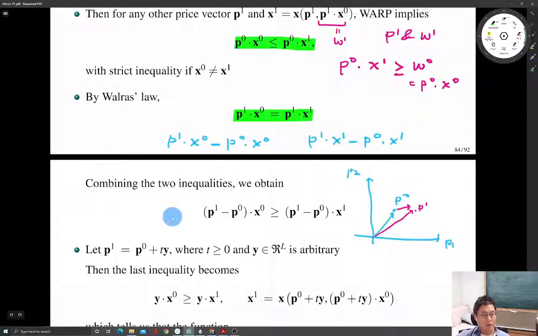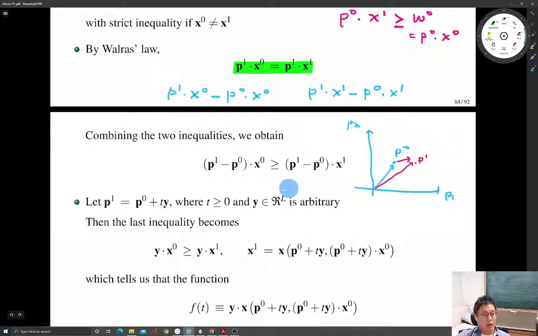Because we have a lot of freedom in the choice of P1, given P0 we can move this vector in any direction. So the directional vector y is an arbitrary vector, and t is also arbitrary. As long as t is larger than 0, we obtain a vector P1 which is different from P0.